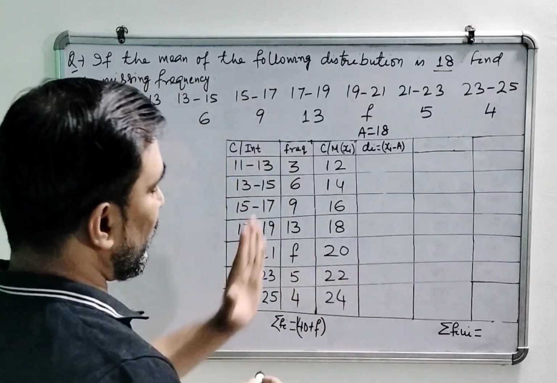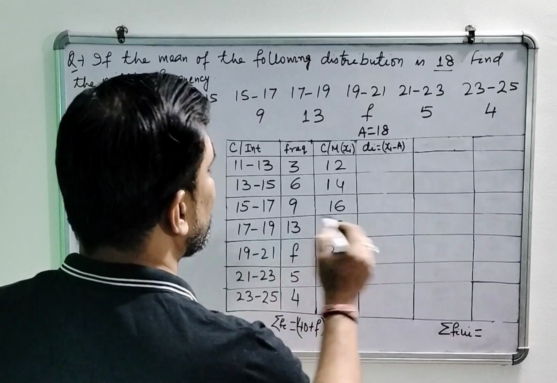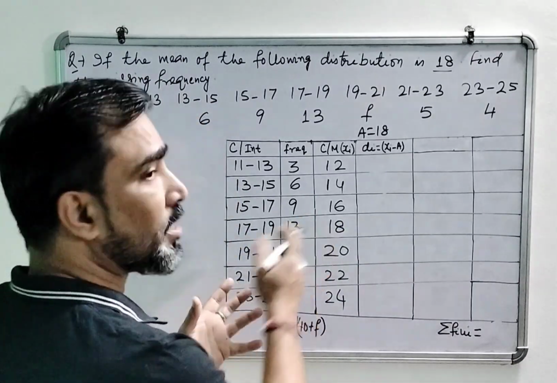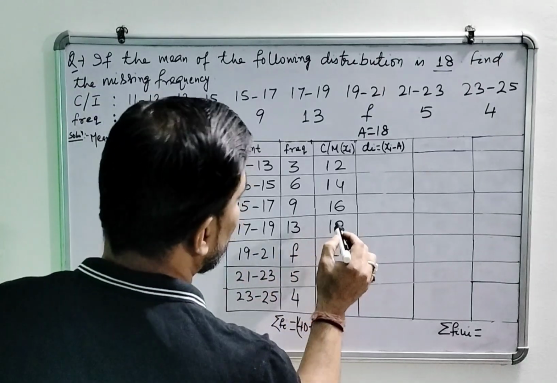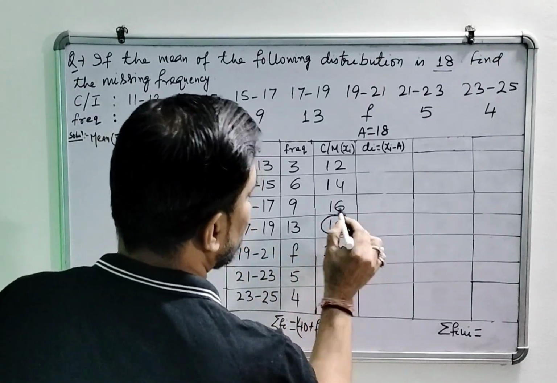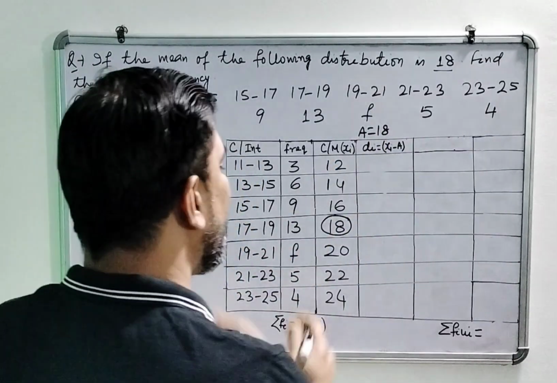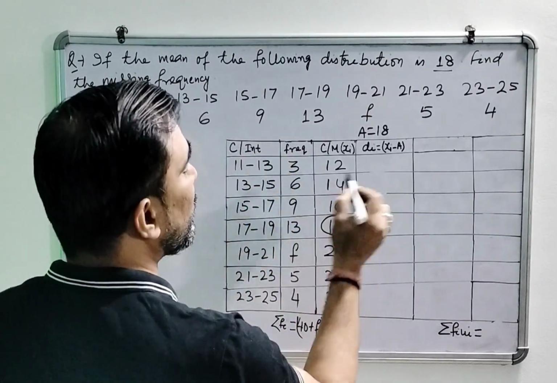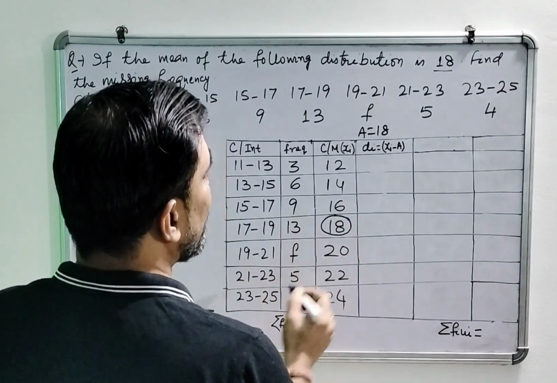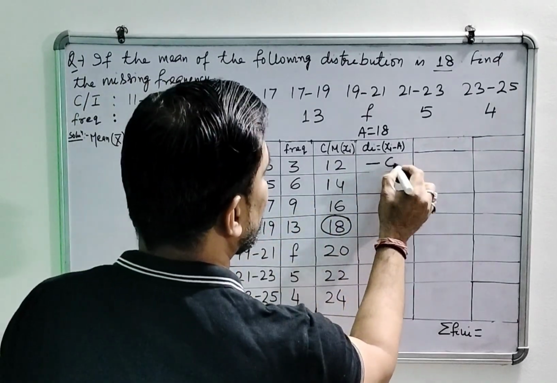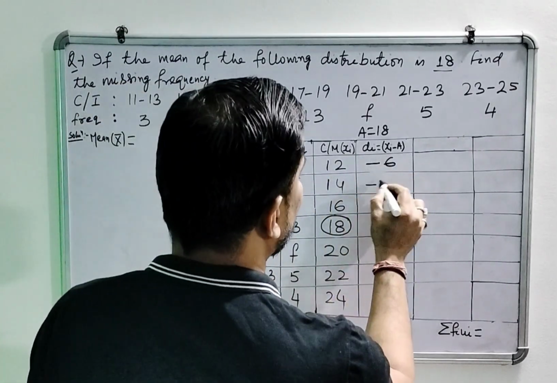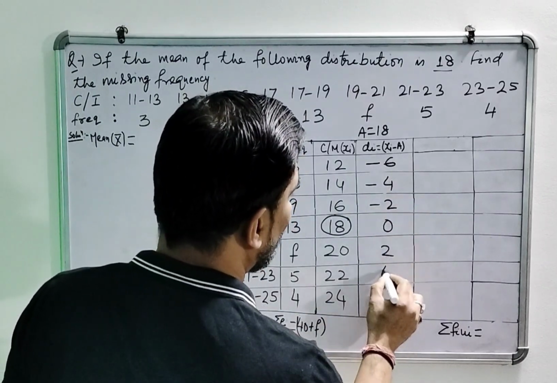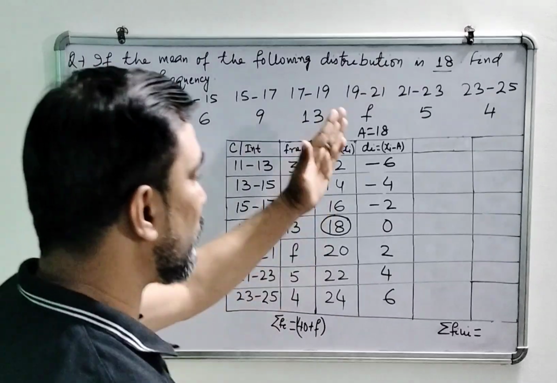Now we first consider the middle value as the assumed mean to calculate the deviations with respect to that assumed mean. Here, if you look, we take 18 as the assumed mean. Now with respect to this assumed mean, we will calculate the deviations of the data. For the first class interval, xi minus a will be 12 minus 18, that is minus 6. Then for the second, minus 4, minus 2, 0, then 2, 4 and 6. So these are the values of deviations.